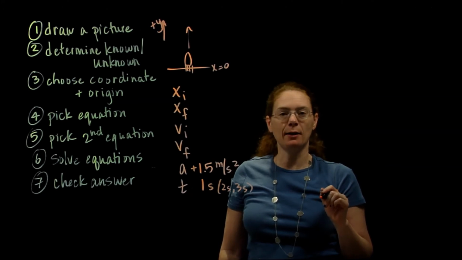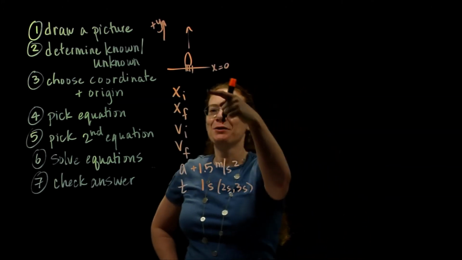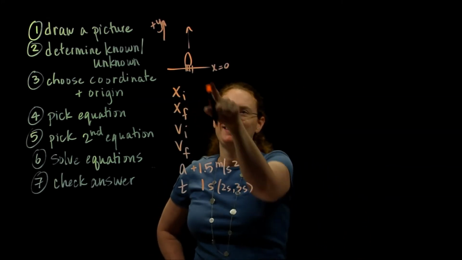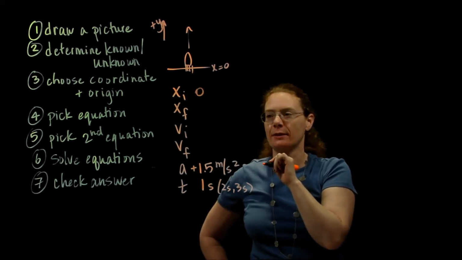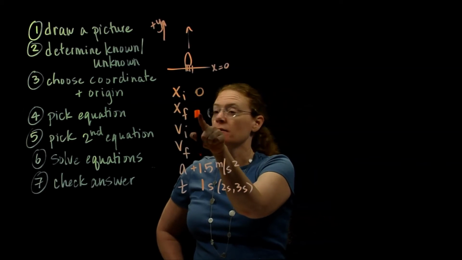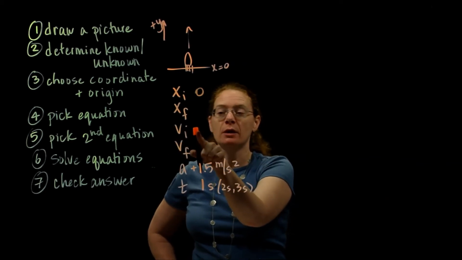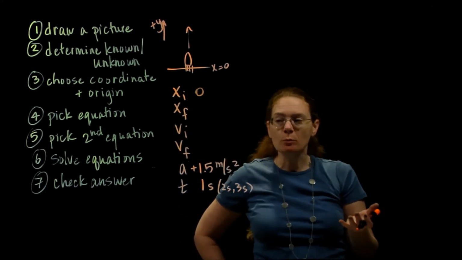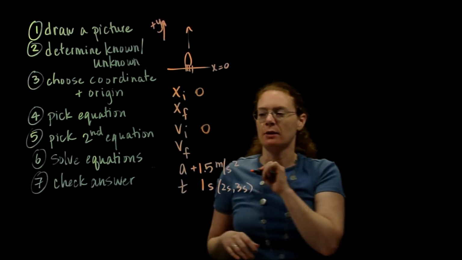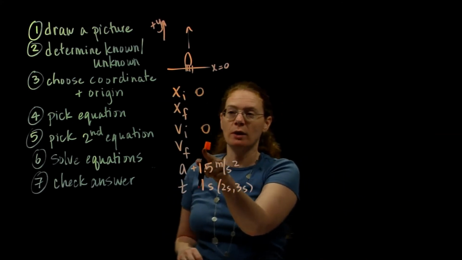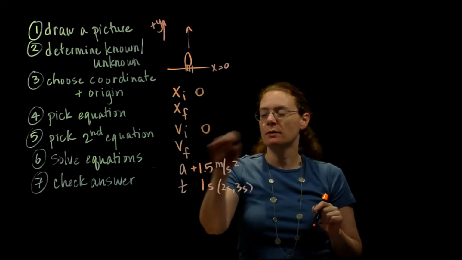My chart looks kind of lonely. Okay, do I know where it started? Yes. I set my ground level to be 0. My x initial is 0. Do I know where it ends? No. Do I know its initial speed? And here we can make a reasonable assumption that it started at rest on the ground. So I can make an assumption that that started at 0. Do I know how fast it's going? No. So I don't know these, they're blanks.